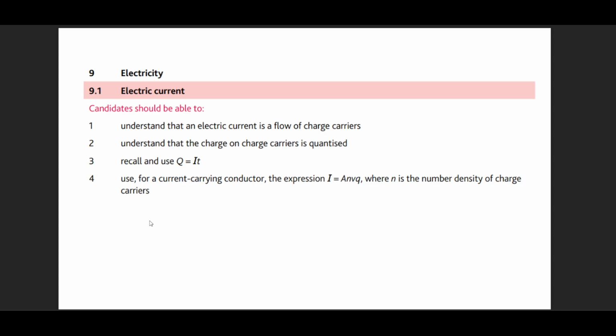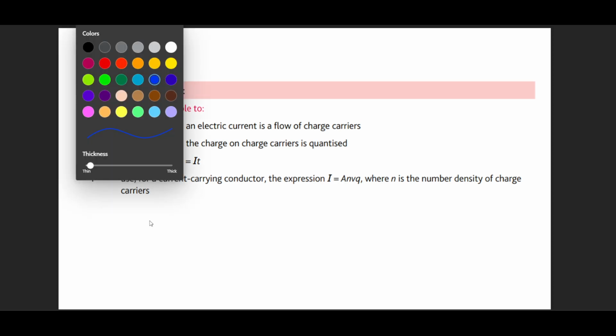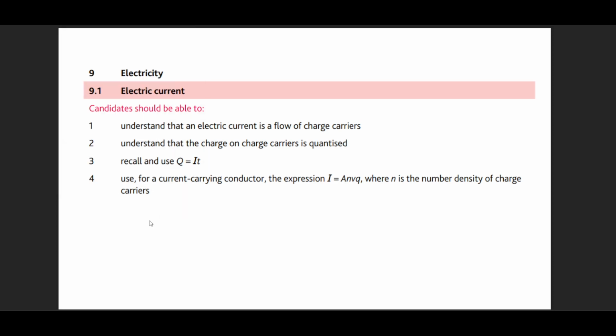So first, he wants you to understand that electric current is the flow of charge carriers, and we know that, right? We understand that charge carriers are present in the conductor. In most conductors, what are those? Those are actually electrons, right? Electrons are responsible for carrying electrical energy from one point to another. And you do this in chemistry as a sea of freely delocalized electrons.